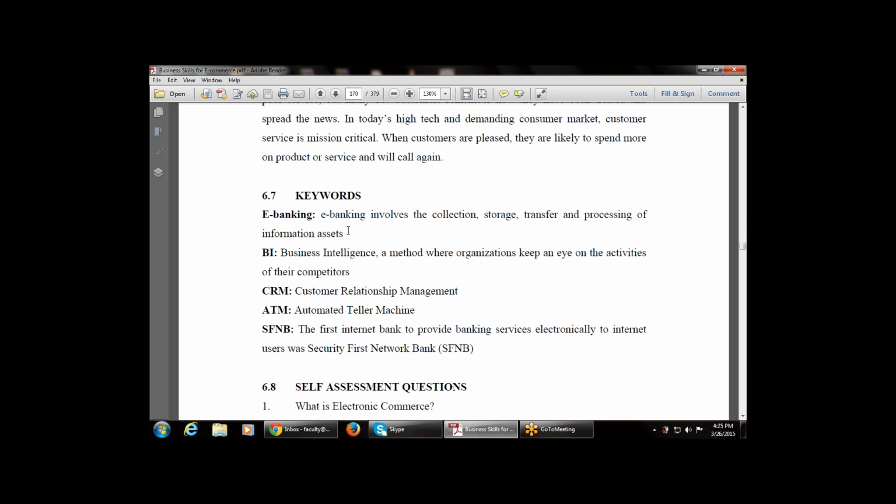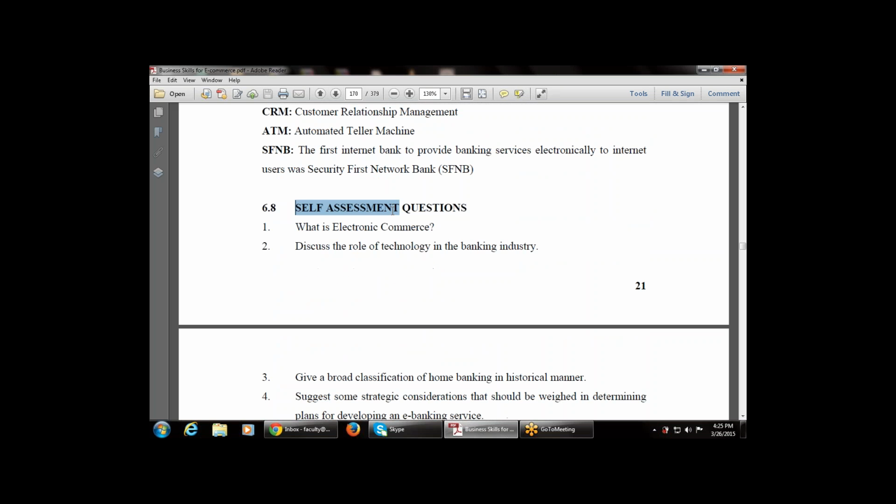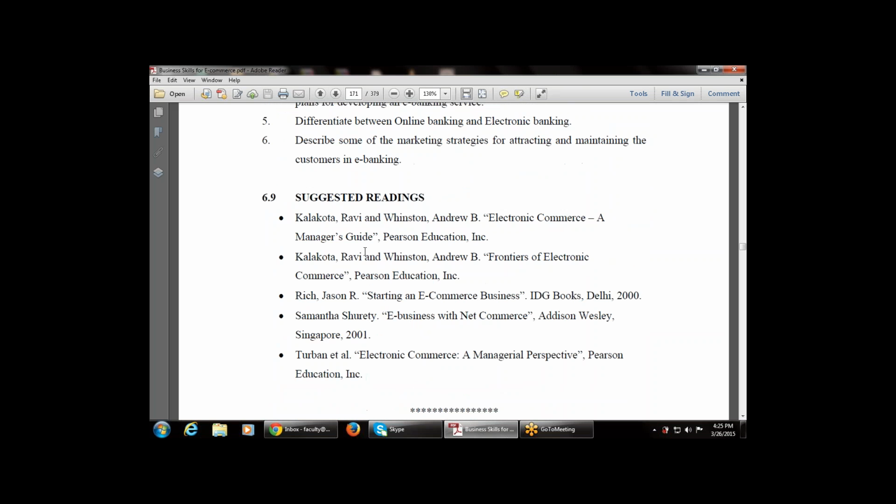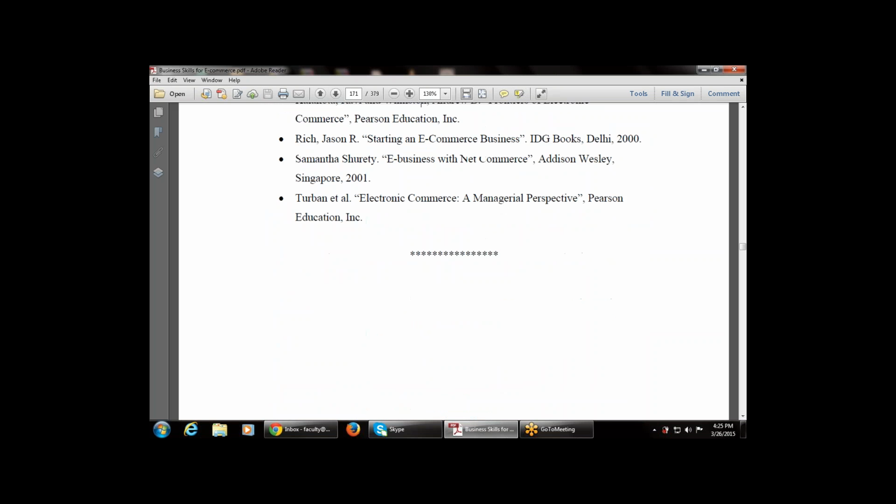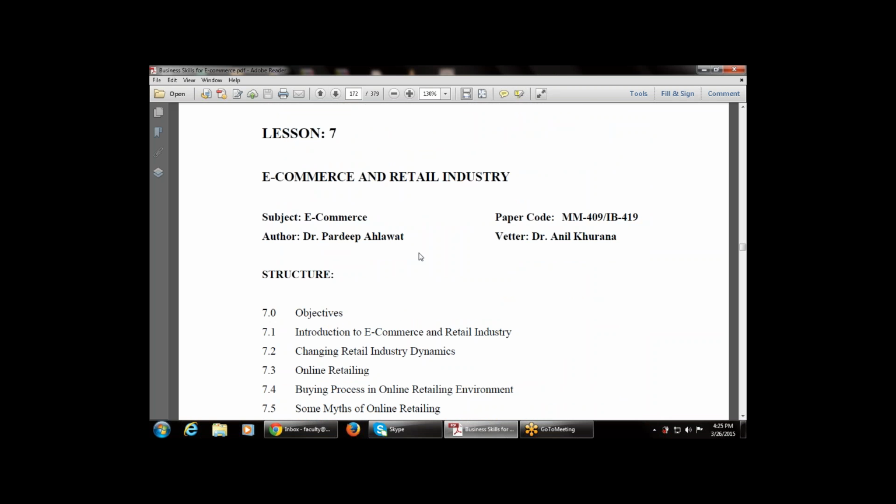Then we have discussed the keywords also: what is e-banking, what is BI, that is business intelligence, what is CRM, that is customer relationship management, then automatic teller machines, then the first internet bank that provided facilities over the internet, that is SFNB, the Security First National Bank, which first provided banking services over the internet. Then these are the various questions we have discussed, and these are the related books.